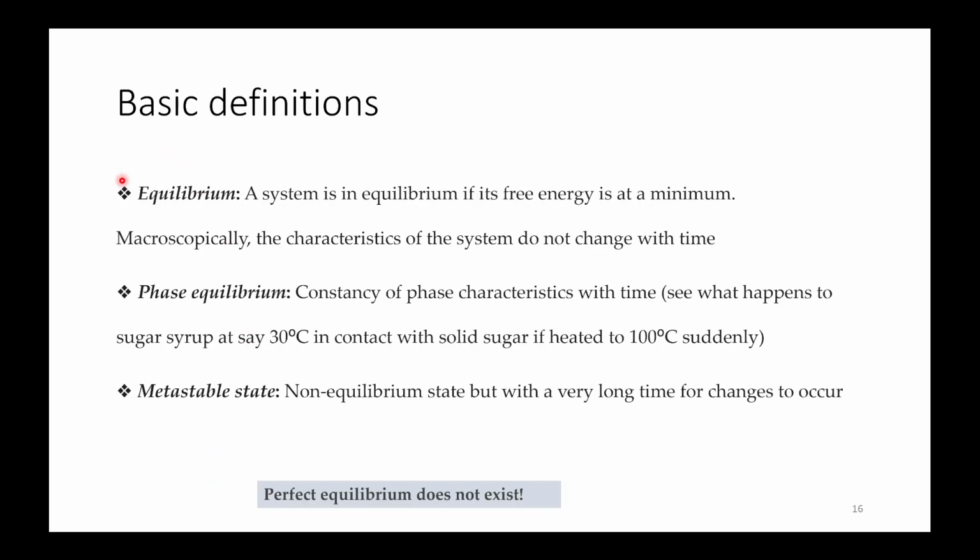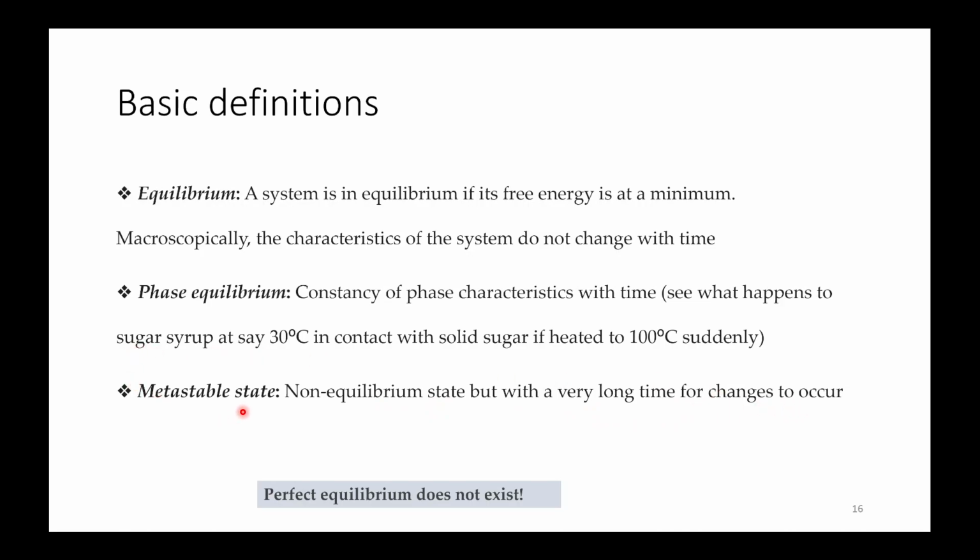Other definitions are for equilibrium. A system is in equilibrium if its free energy is at a minimum. And macroscopically, we can say that the characteristics of a system do not change with time. Phase equilibrium is the constancy of phase characteristics with time. We see what happens to sugar syrup at say 30 degrees Celsius in contact with solid sugar if heated to 100 degrees Celsius suddenly. A metastable state is a non-equilibrium state but with a very long time for changes to occur.